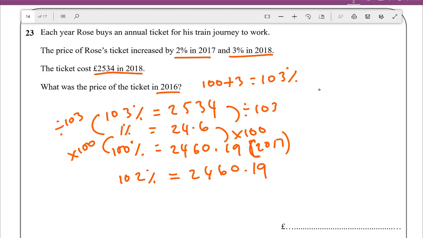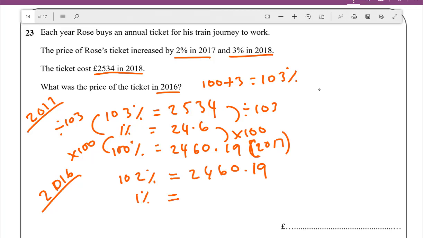Now it's asking us to find what the price was in 2016. So that means we need to work out the same way again to find out what was 100%. So that will give us the price for 2016. So that was the price of 2017. Now we're going to 2016. So we've got 2 questions within one. I think that's a really good question actually. Now divide by 102 just like before. So divide by 102 both sides.